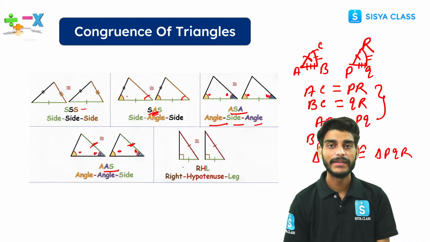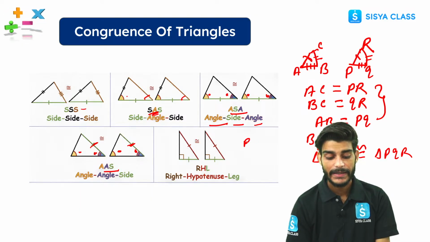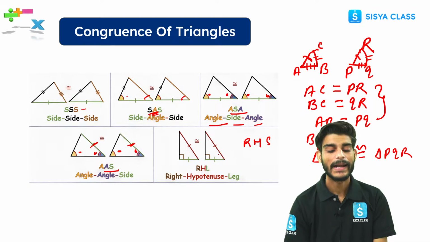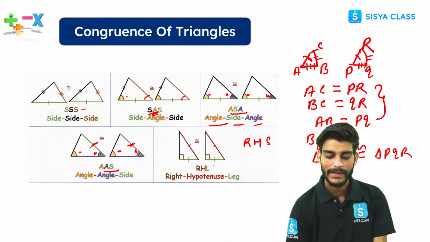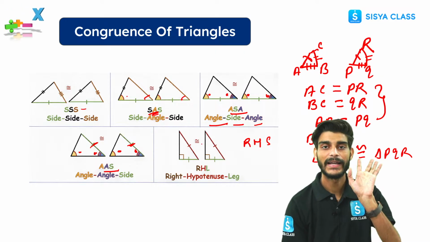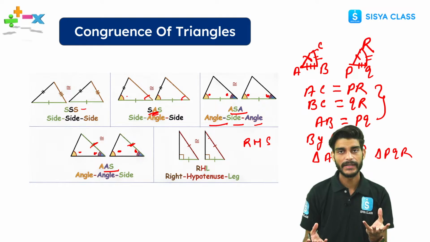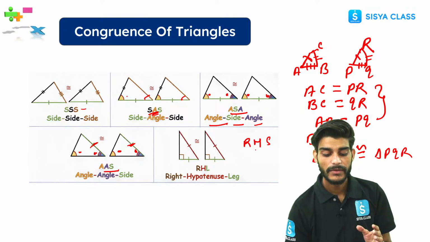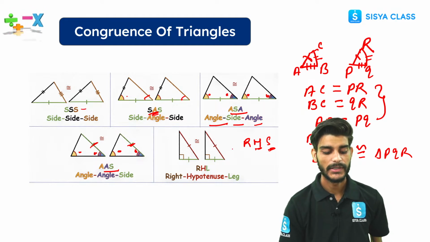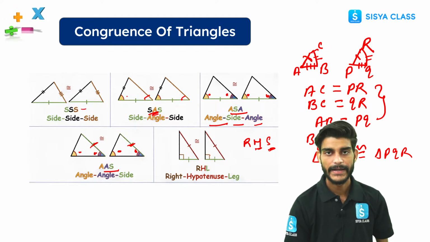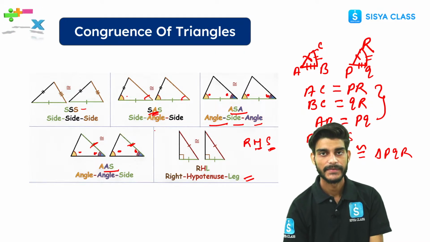The last one is only for right angle triangles. What does it say? Right, hypotenuse, side, or you can say right, hypotenuse, leg. S for side, L for leg. So when two right angle triangles are said to be congruent, one right angle will always be there in a right angle triangle. The hypotenuse should be equal for both triangles and corresponding sides should be equal. Clear? Right, hypotenuse, side. Then only I can apply the RHS criteria.